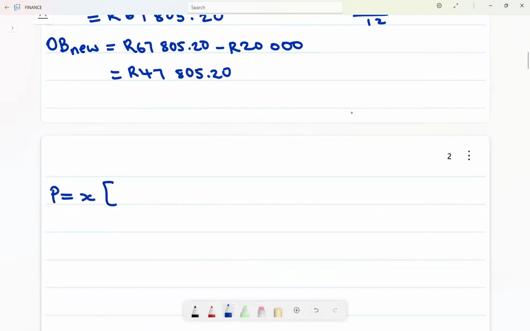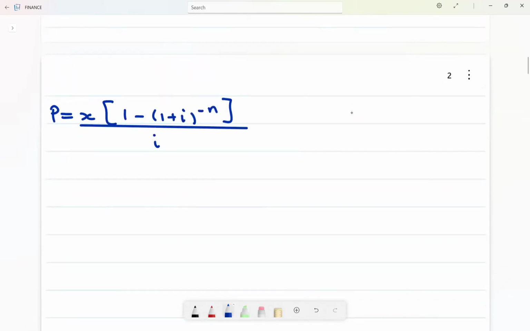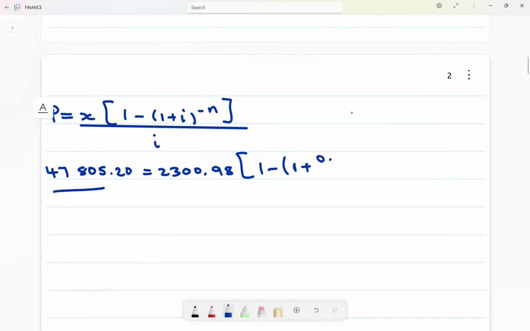So we need to use the present value formula because he's still paying the loan. Is it 1 plus here or minus? I've forgotten, but it's 1 minus 1 plus i to the power of negative n, divided by i. Remember, in the present value formula you need the negative power. My present value is my outstanding balance, 47,805.20. My monthly payment is not affected, it's still the same amount. What I need to find here is how many months he is going to take to settle this amount.